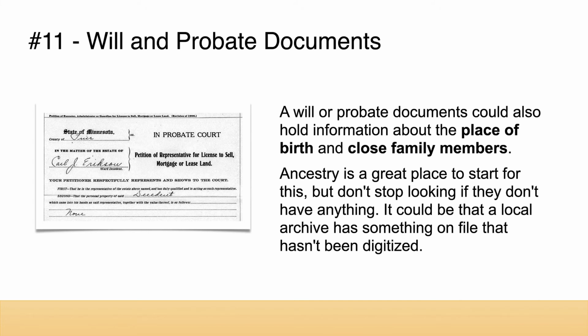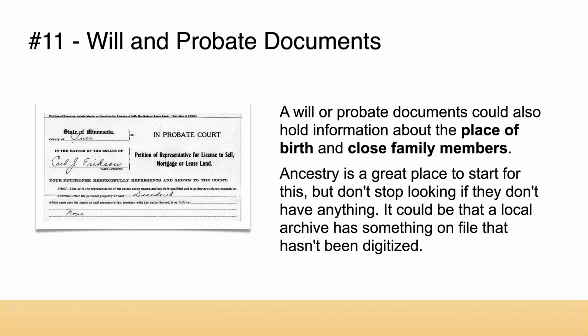The next idea is to look for a will or for probate documents. So this is after your ancestor died. If your ancestor left behind any will, that could hold information about relatives. And probate documents sometimes have information about the place of birth, although it's a bit more rare than the other examples. Still, it's worth a look because even if it only says Sweden, it's another piece of evidence that can bring you closer to solving the case of the home parish.